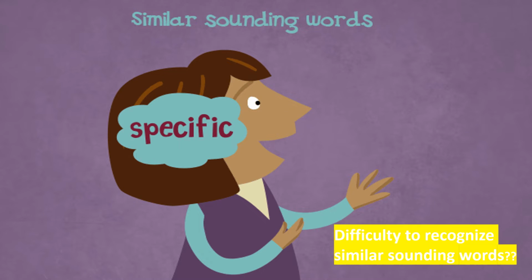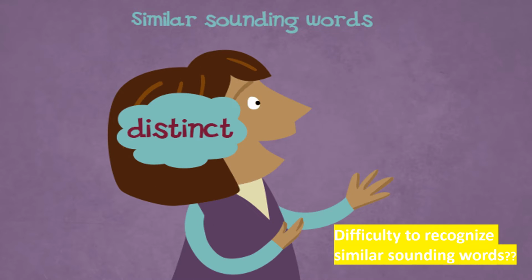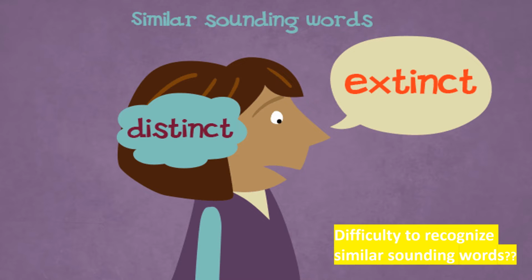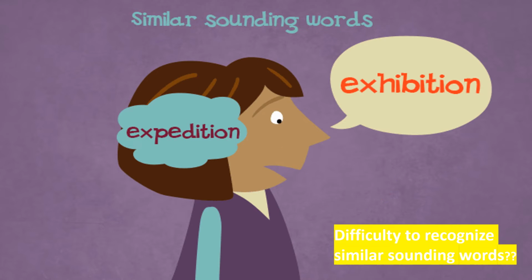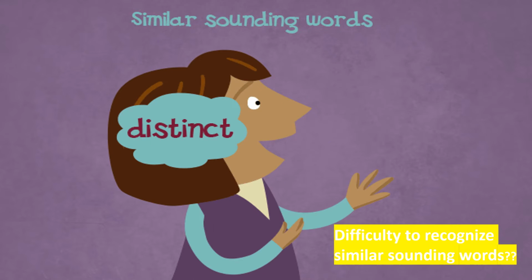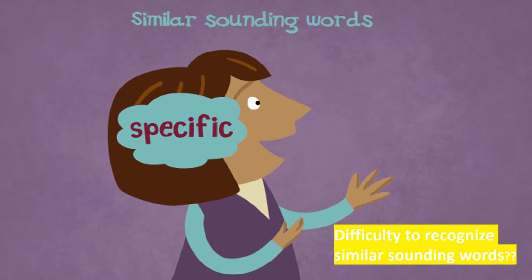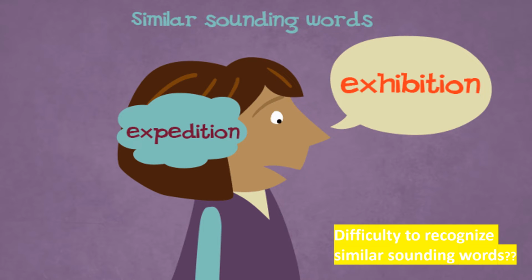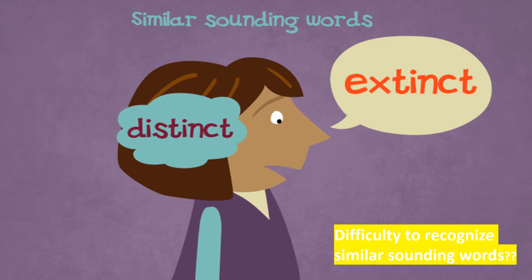The second problem a child might face is with similar sounding words, in which a child is unable to distinguish between similar sounding words or phonemes. For example, specific and pacific. These are two words which sound similar, but they have different meanings. Somehow they sound alike, so the child has difficulty differentiating between similar sounding words.